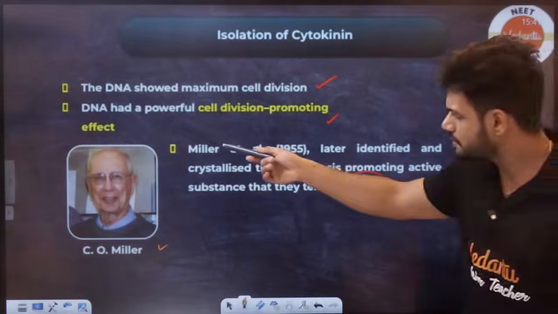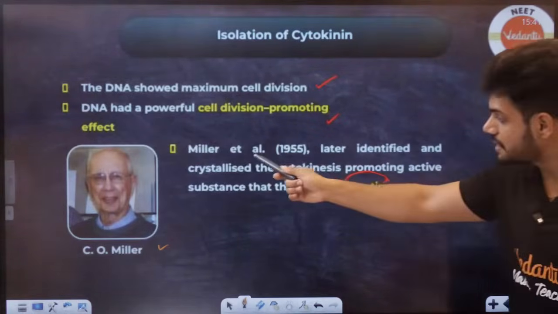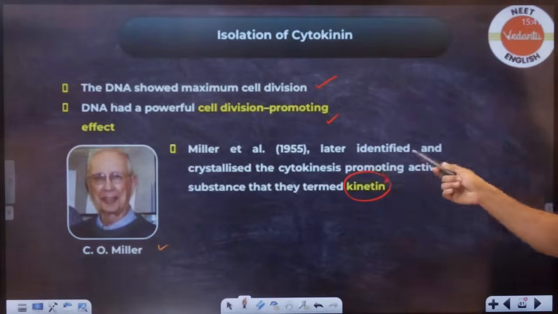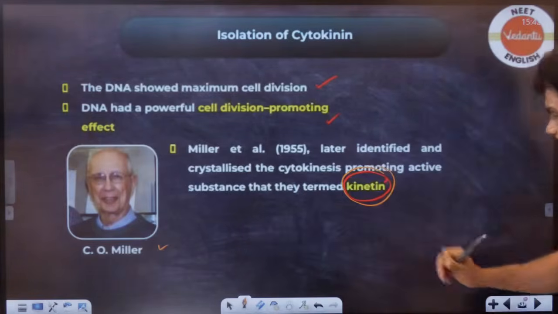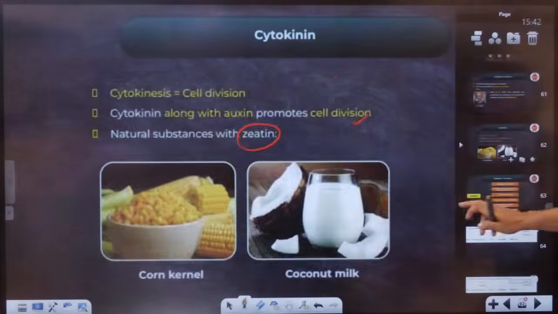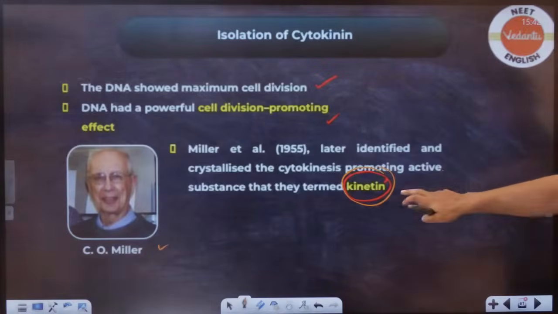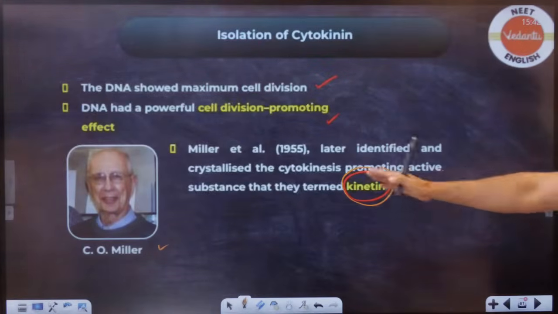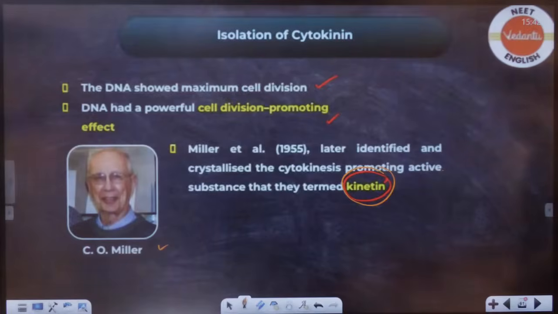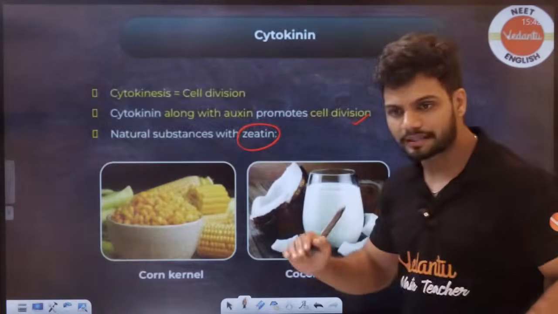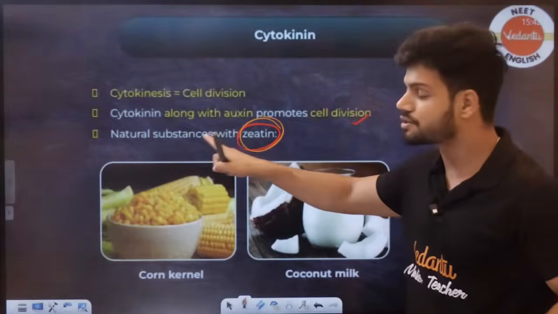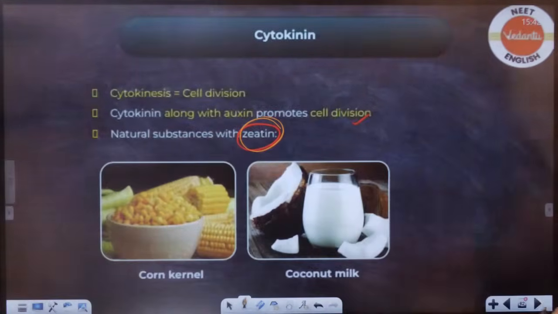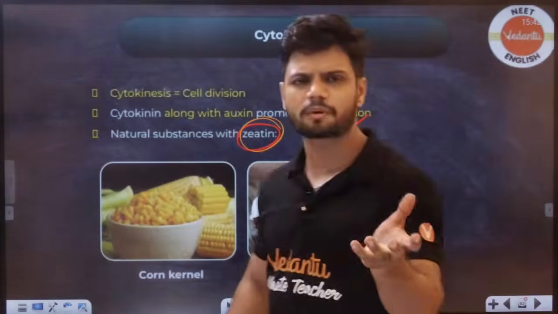Okay, and also students, Miller later crystallized the cytokinin-promoting active substance, they called it kinetin. Okay, kinetin, students, this is the kinetin, which is a type of cytokinin. And similar to kinetin, there is also zeatin. Zeatin is present where? Zeatin is present in plants. So this zeatin and kinetin are types of cytokinins which promote cell division.